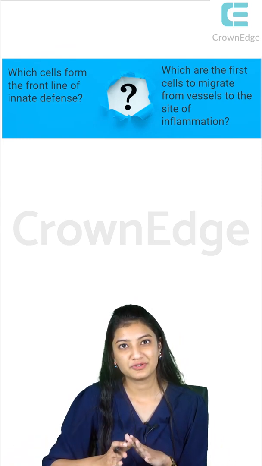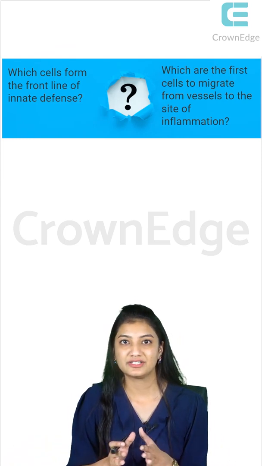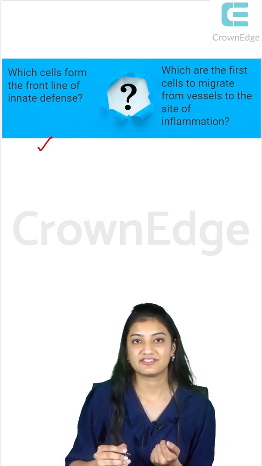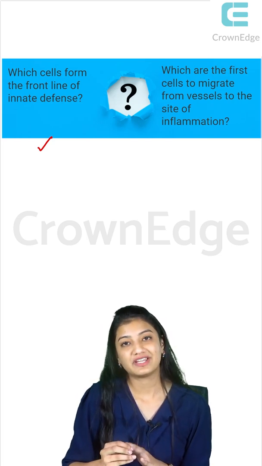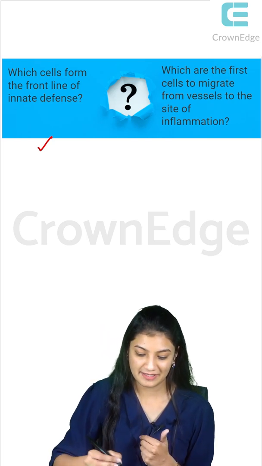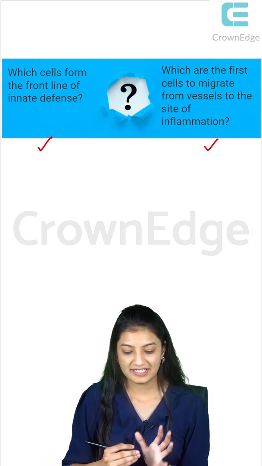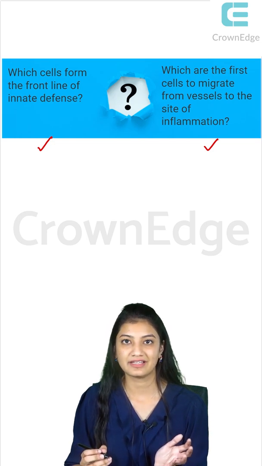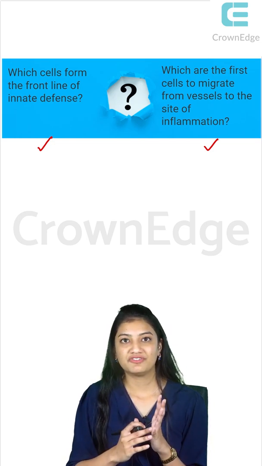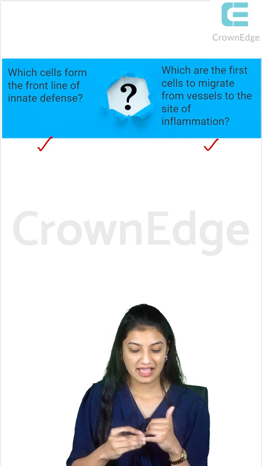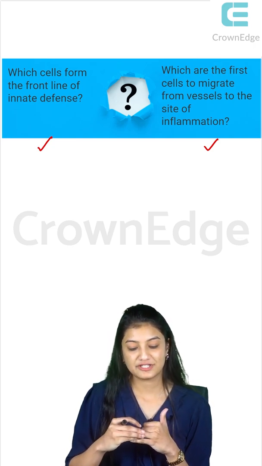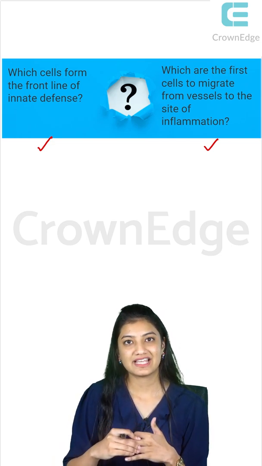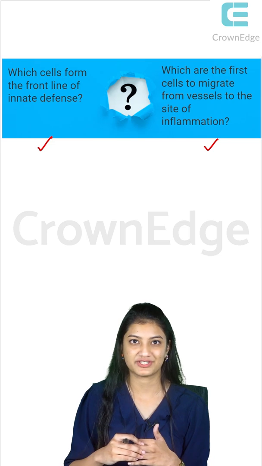Now that we have learnt about neutrophils, for the same answer, two different questions can be asked. Which cell forms the front line of innate defense? Again, it is neutrophils. Second, which are the first cells to migrate from vessels to the site of inflammation? It is neutrophils again. So three things that we have learned: neutrophils are the first line defense, they are the first cells to migrate from the vessels to the site of inflammation, and they are the main cells which are involved in acute inflammation.